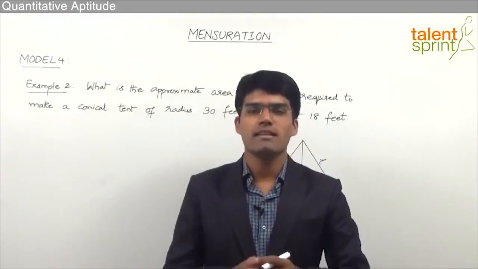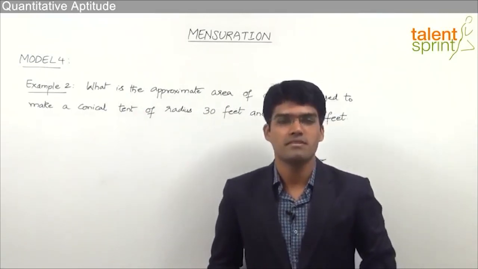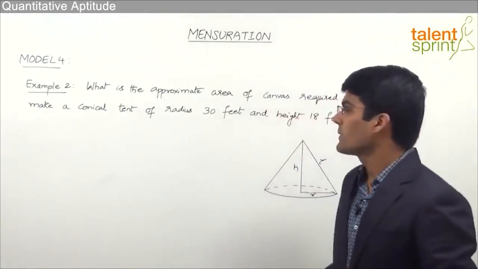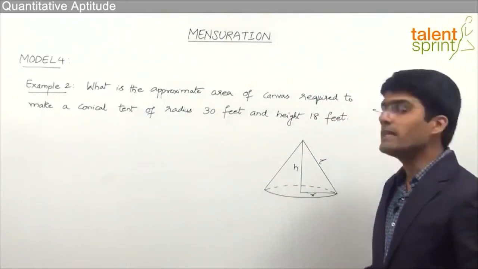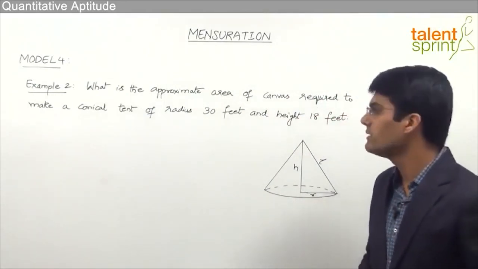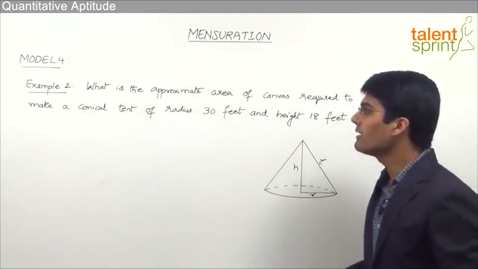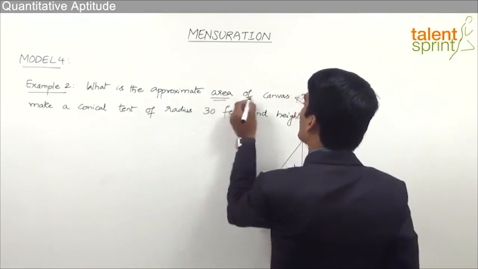Let us now take another example from model 4, which is based on the surface area of a three-dimensional geometric shape. The question says, what is the approximate area of the canvas required to make a conical tent of radius 30 feet and height 18 feet? So here we have to find out the area of the canvas required.